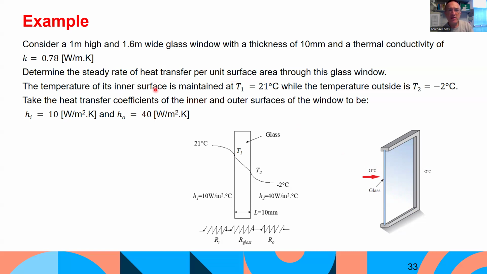The temperature of the inner surface is maintained at 21 degrees, while the temperature of the outside is -2 degrees. Take the heat transfer coefficients for the inner and outer surfaces of the window to be 10 watts per meter squared Kelvin and 40 watts per meter squared Kelvin. So we have 3 layers, and we're going to calculate the R value for the 3 layers and divide the temperature across the whole system by the R total.